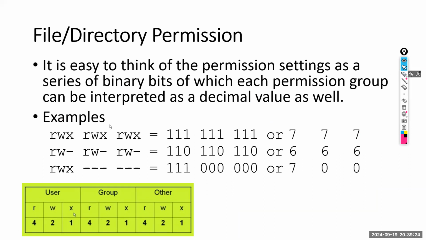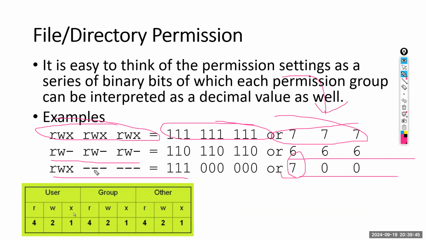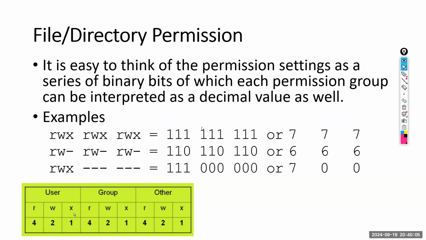So either you can look at it like this, or you can look at it like 7, 7, 7. In this one, it is 6, 6, 6. This one, it is 7, 0, 0. So you must be familiar with this notation as well. When you say 7, you must know that it is read, write, execute. When they say 6, read, write. When they say 5, read, not write, execute, r-dash-x, because that is 5. 3 means write and execute, no read. Okay. If you have any questions, let me know, okay?